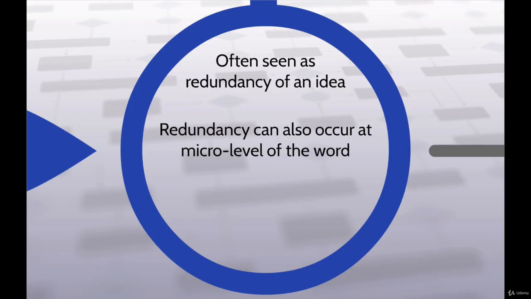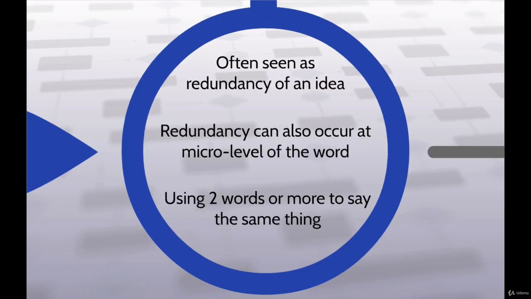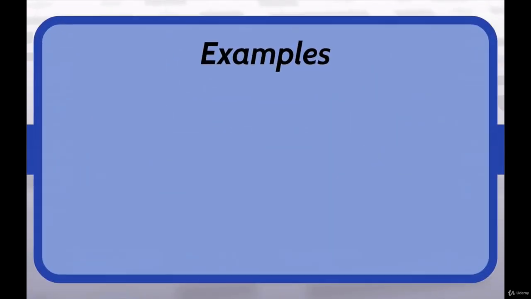So redundancy can exist on the level of the word. That means you're using two words or more in the sentence that are actually performing the same meaningful function. So they're actually saying the same thing. So now let's look at some real examples of redundancy in practice.